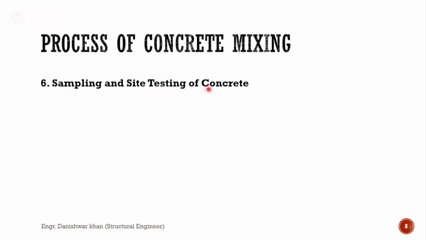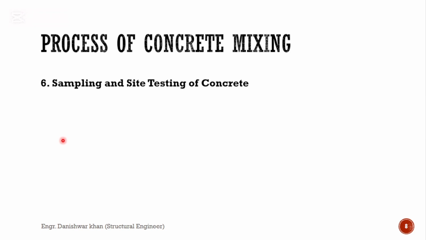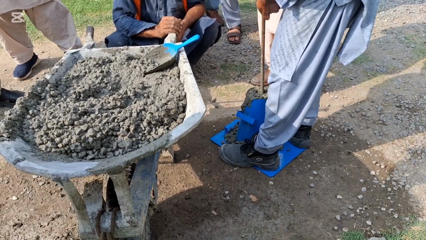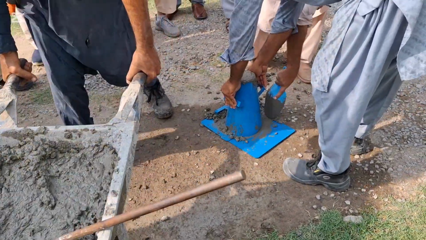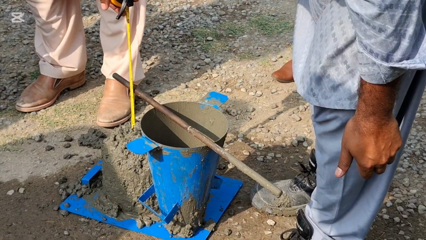Now sampling and site testing for concrete. Once mixed, samples are taken for testing to ensure the quality of concrete. Common site tests include slump test. In slump test, we measure the workability or consistency of fresh concrete. A cone-shaped mold is filled and lifted. The slump value indicates fluidity.